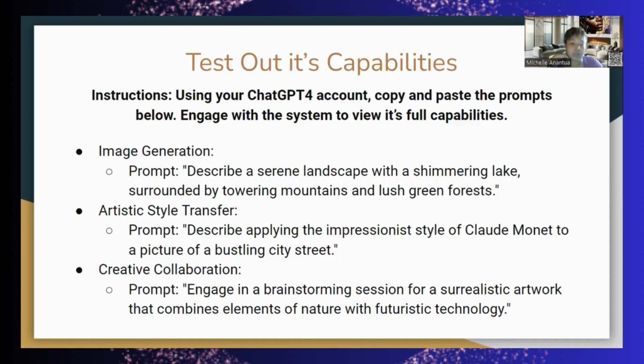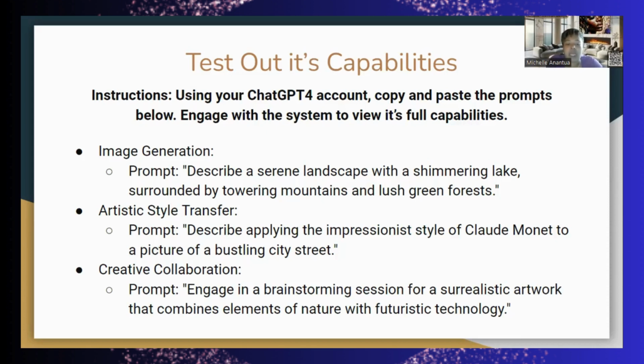Artistic style transfer. The prompt reads, describe applying the impressionist style of Claude Monet to a picture of a bustling city street. So, an impressionist art style and a famous painter allows that combination. When you put it into ChatGPT, it helps the system identify exactly what type of texture and what type of art style you're looking to convey in creating the artistic style of your image.